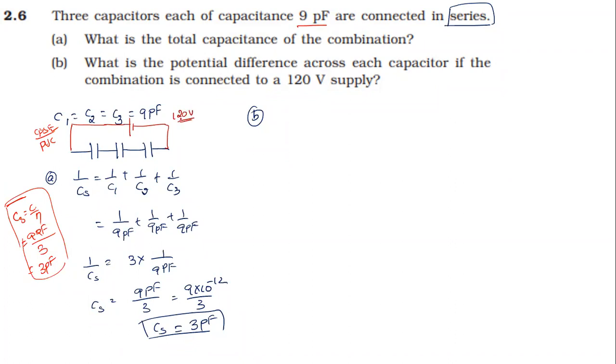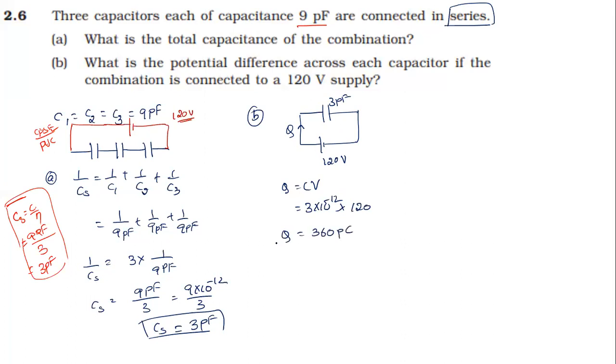Now we need to find what now? What is the potential difference across each capacitor? Let's find out the potential difference. We have got the equivalent already. If I take the equivalent, this is a battery of 120 volt. This is 3 picofarad. Now what will be the charge? So I'm going to take Q equal to C times V. C is 3, times 10 power minus 12, into V, 120. So it will be 360 picocoulomb, Q we got.